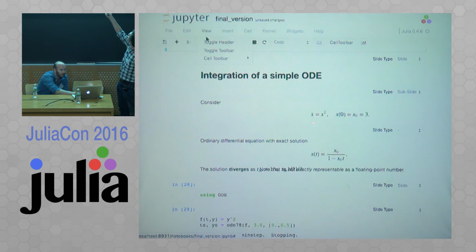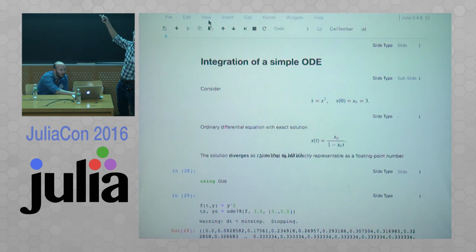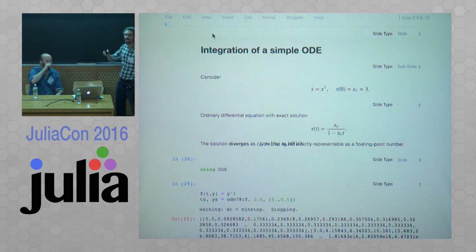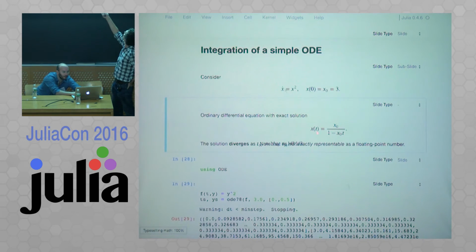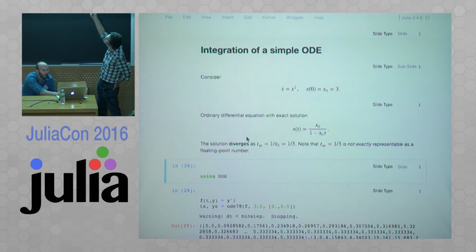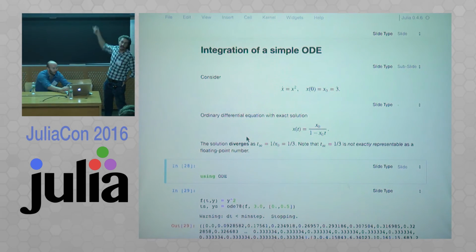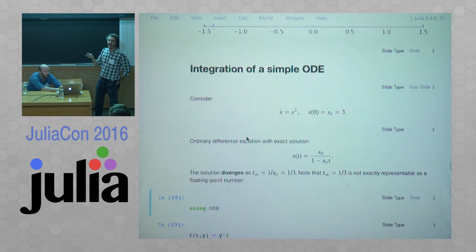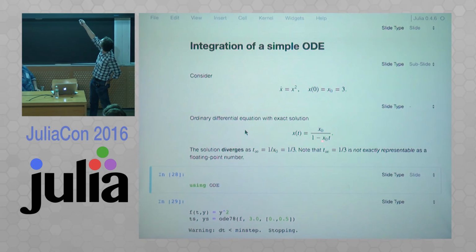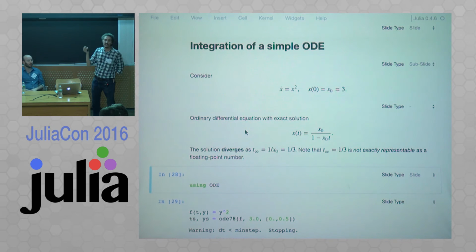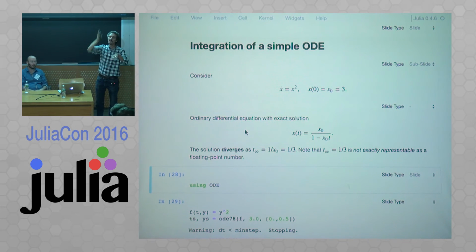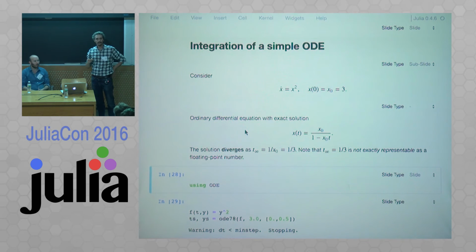And the equation of motion that I will be considering is this very simple ODE course 101 equation with this specific initial condition. The reason to choose this is because you can actually solve it analytically. And if you notice here, there will be a singularity. So if you approach t equal 1/3, you actually will blow up your solution.